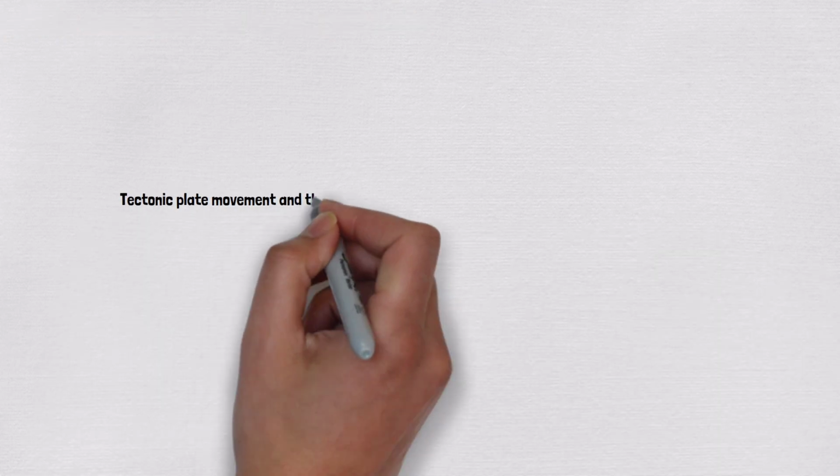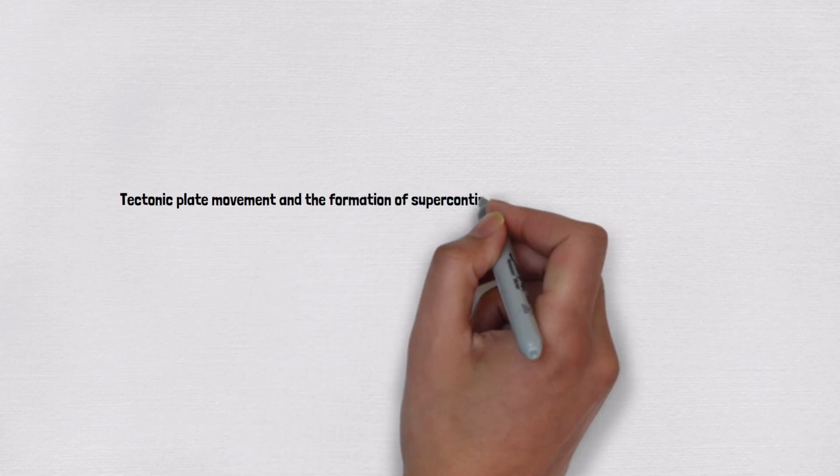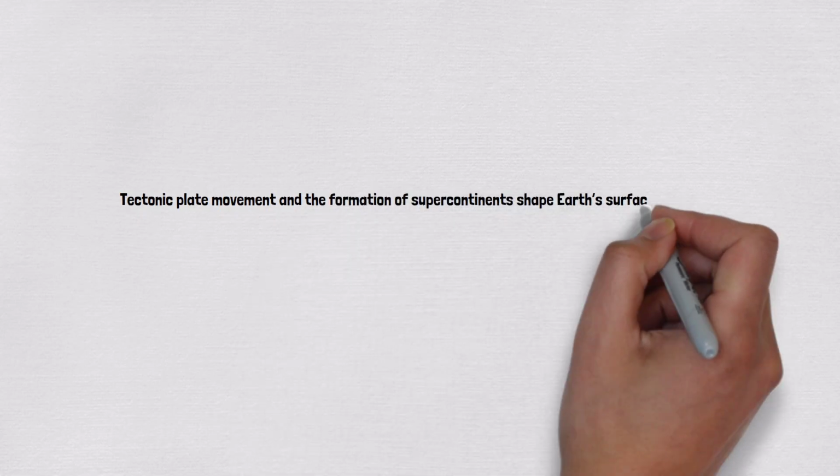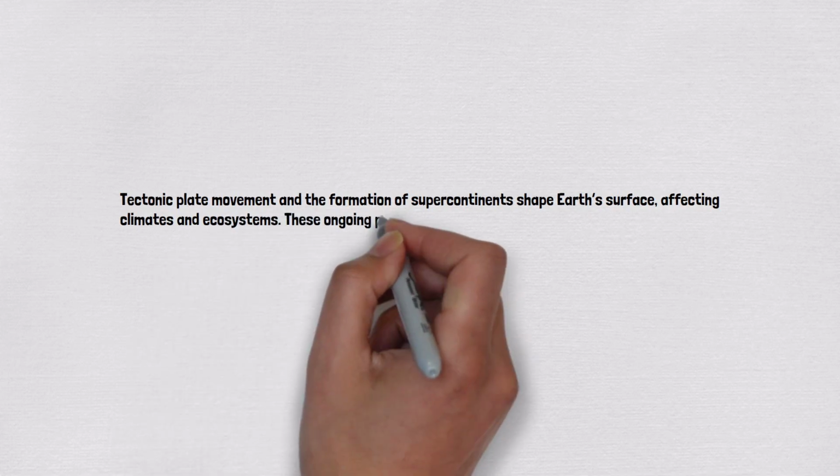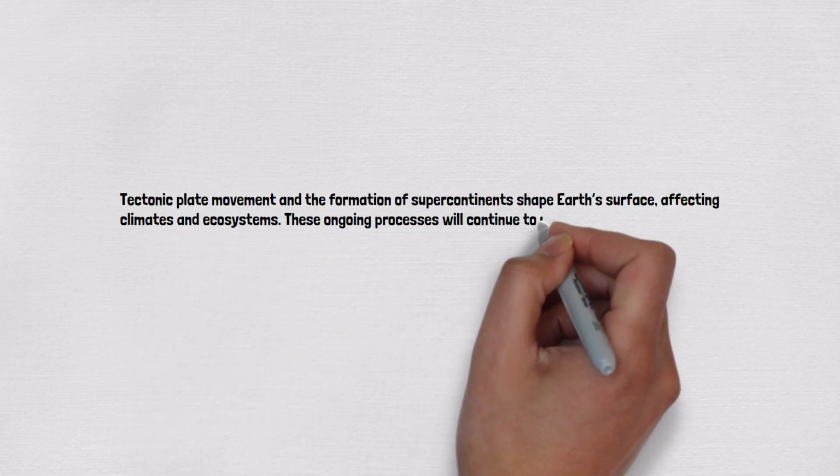Tectonic plate movement and the formation of supercontinents shape Earth's surface, affecting climates and ecosystems. These ongoing processes will continue to impact the planet's future.